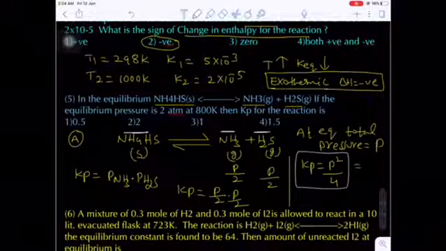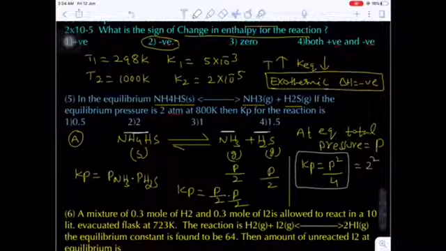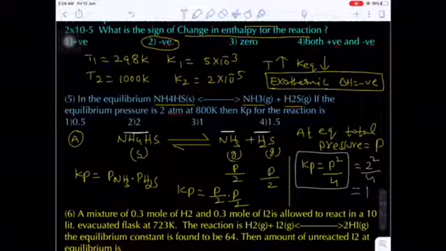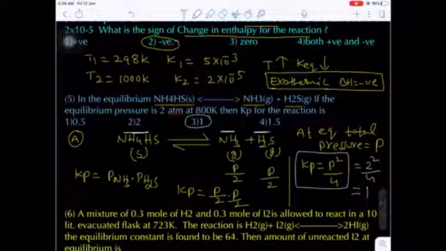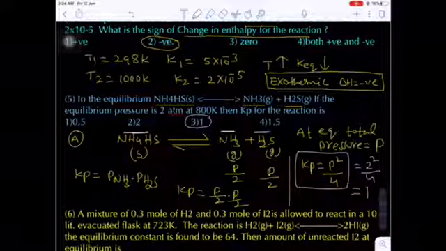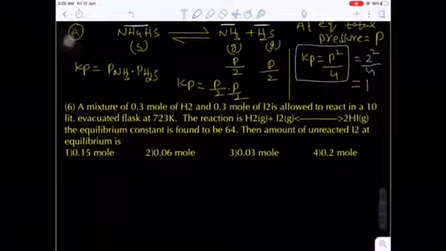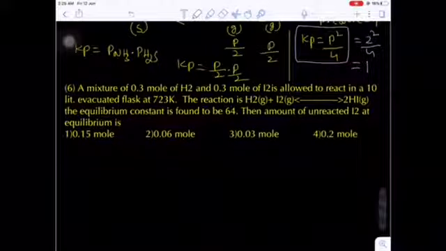Now what is the pressure given to you? 2 atm. 2 atm means 2 square. P square is 2 square. So 4 by 4 gets cancelled, and the final answer will be 1. So the Kp value here is 1. Are you getting my point? Now come to the next question.